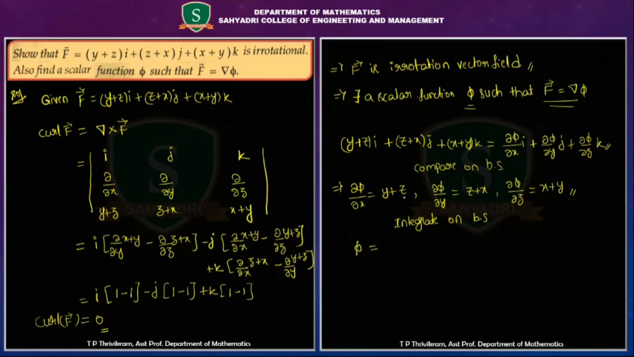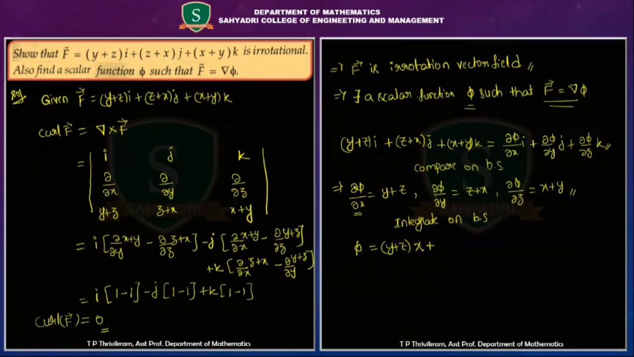of y plus z with respect to x in the first one. Okay. So what happens? If you integrate with respect to x, y plus z is constant. So y plus z integration of 1 dx, y plus z into x, plus the integrating constant you have to add.